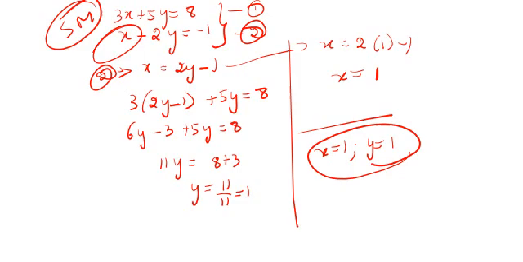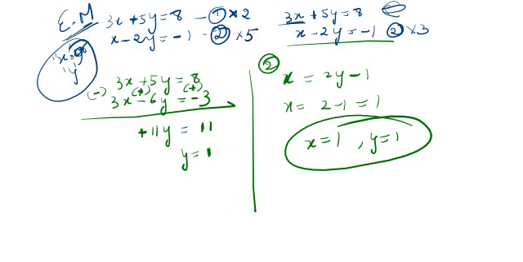So when you're substituting one equation into the other, whereas when you're doing your elimination, you're either subtracting or adding your equations to get rid of one of the variables. So that's what you have to remember with your elimination and substitution method.